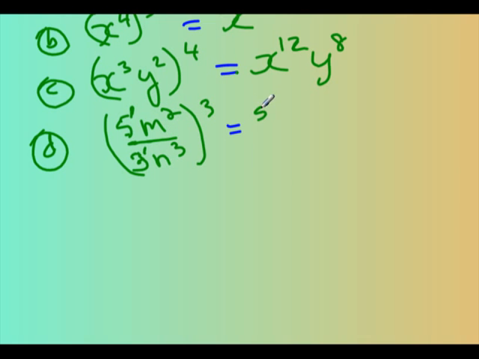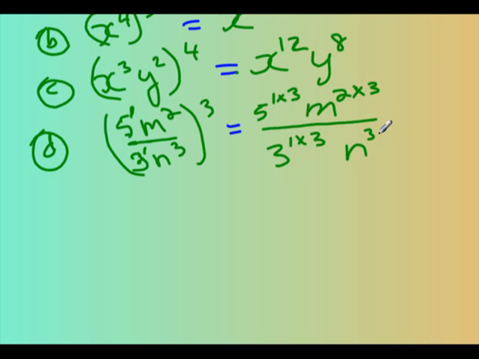So we're going to have 5 to the 1 power times 3, m to the second power times 3, 3 to the first power times 3, and n to the third power times 3, which is 5 to the third power m to the sixth power divided by 3 to the third power and n to the ninth power.